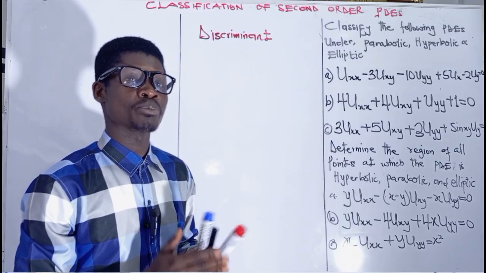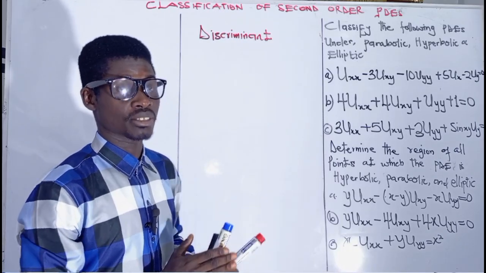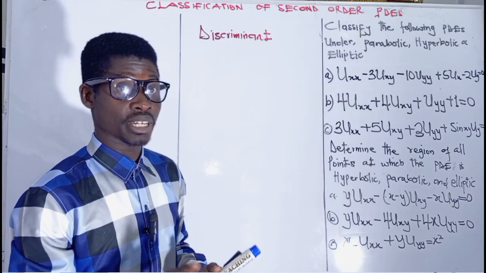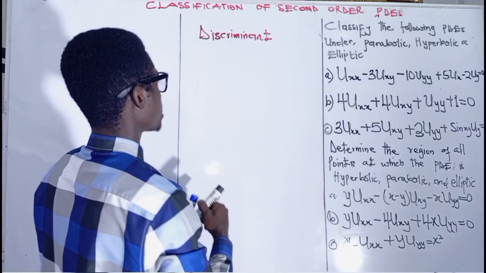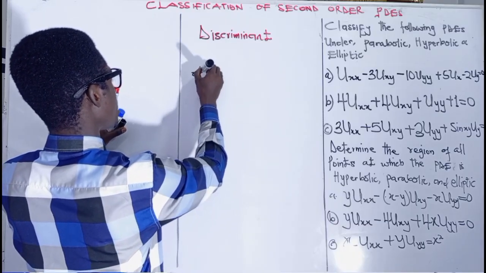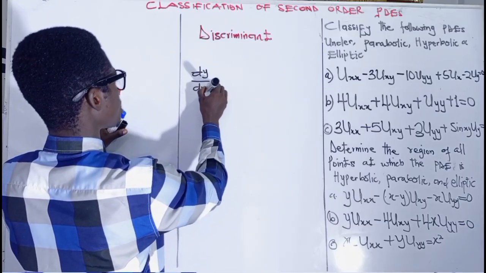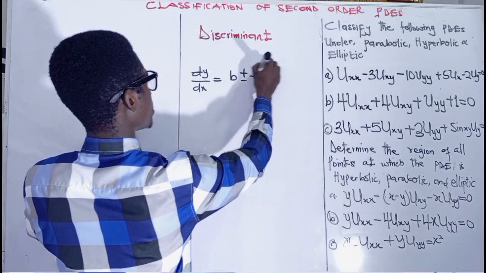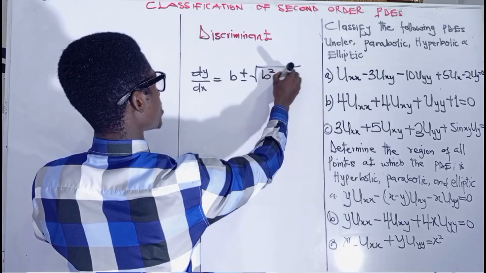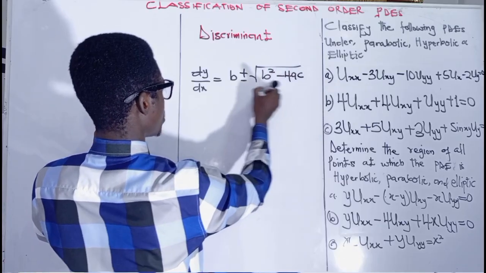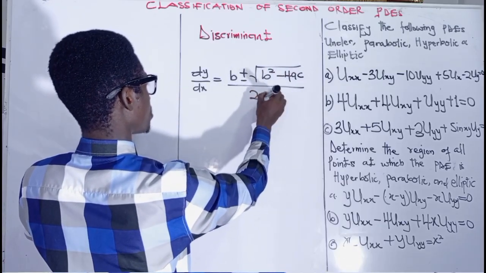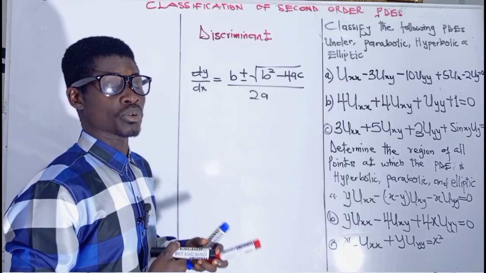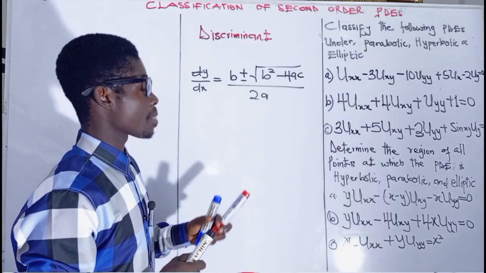The discriminant can be obtained from the characteristics equation of a second order differential equation, which is given as dy over dx. It is given as what? dy over dx is equal to b plus or minus the square root of b squared minus 4ac, all over 2a. So this is the characteristics equation of a second order differential equation.